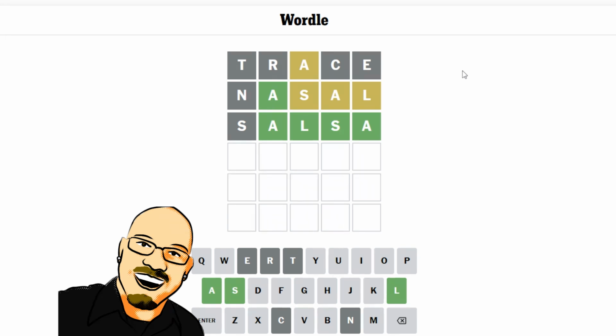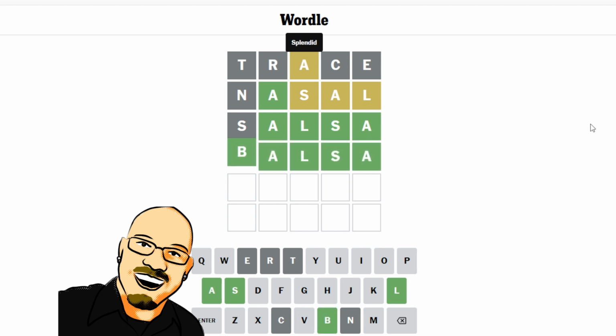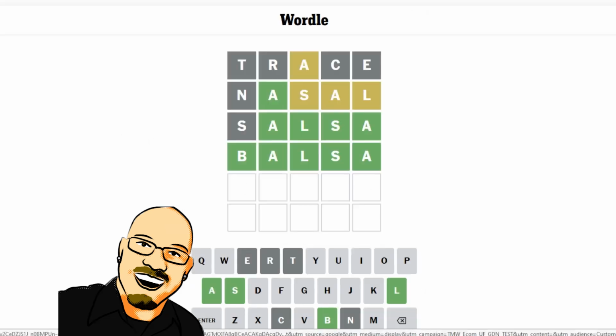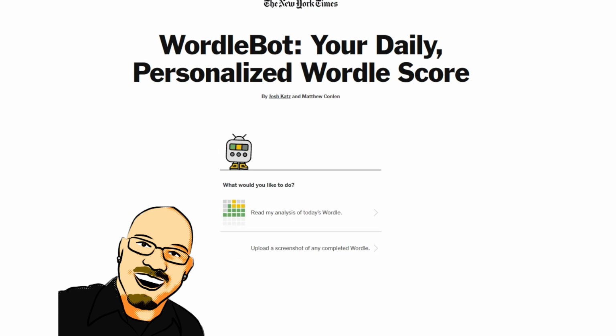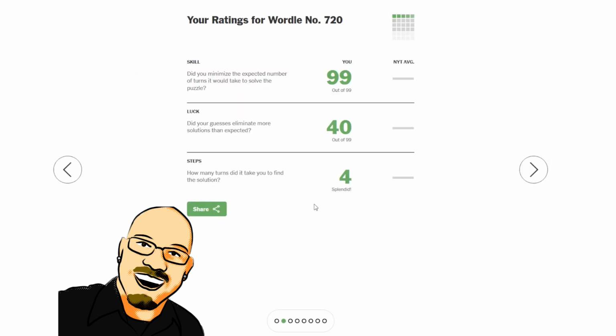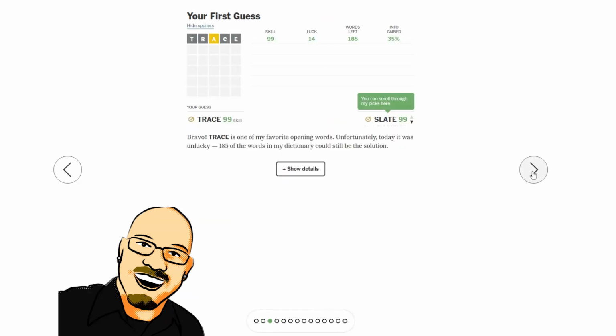Just scanning for other ones that it could possibly be. All right, let's go for balsa. There it is. All right. Check WordleBot now. 99 skill, 40 luck. Wow, okay.